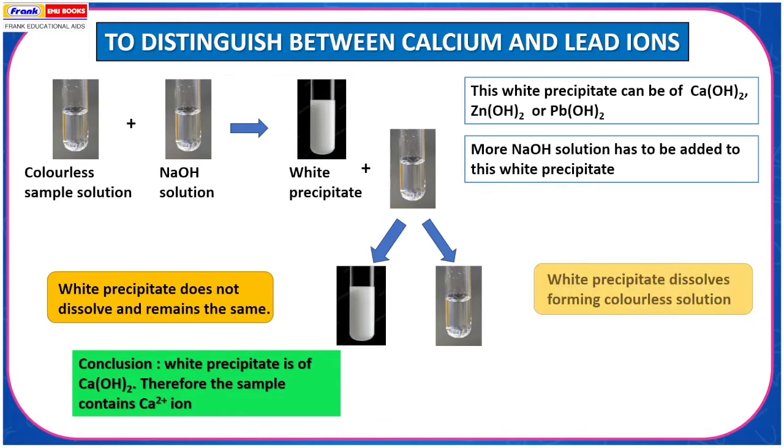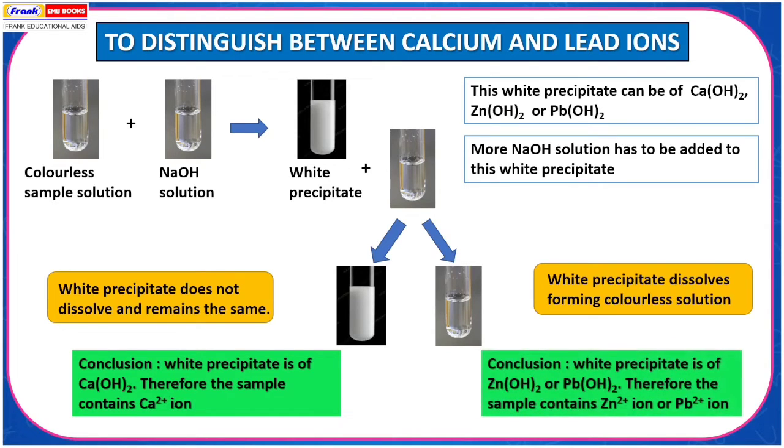White precipitate dissolves forming colorless solution. Conclusion: white precipitate is of zinc hydroxide or lead hydroxide, therefore the sample contains zinc ion or lead ion.